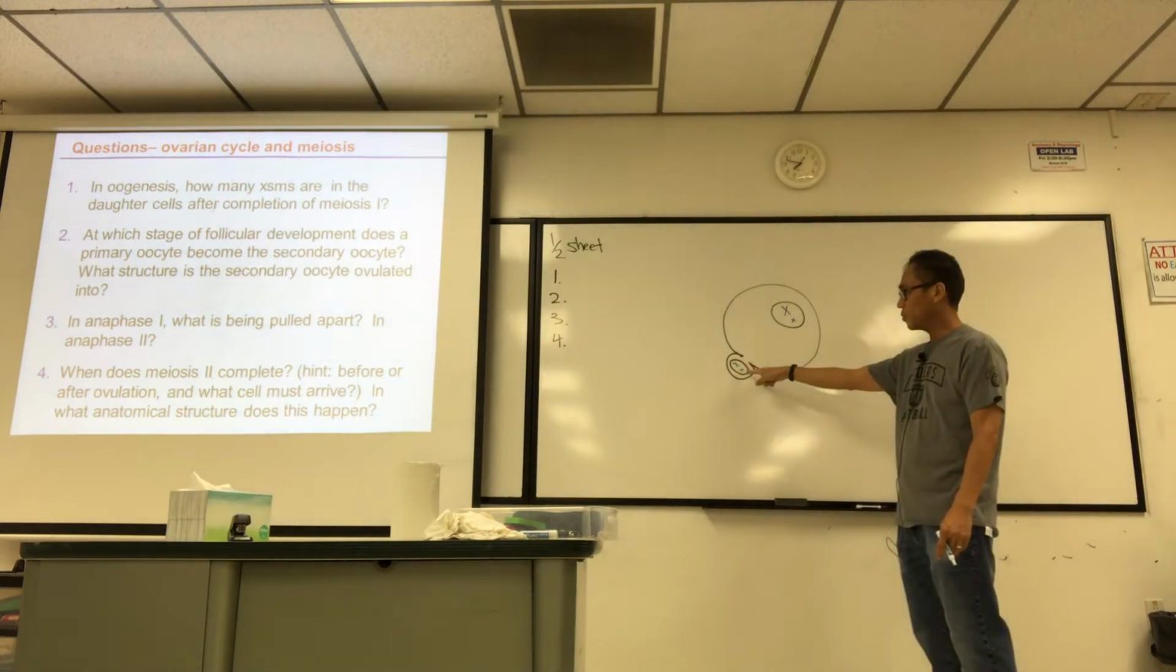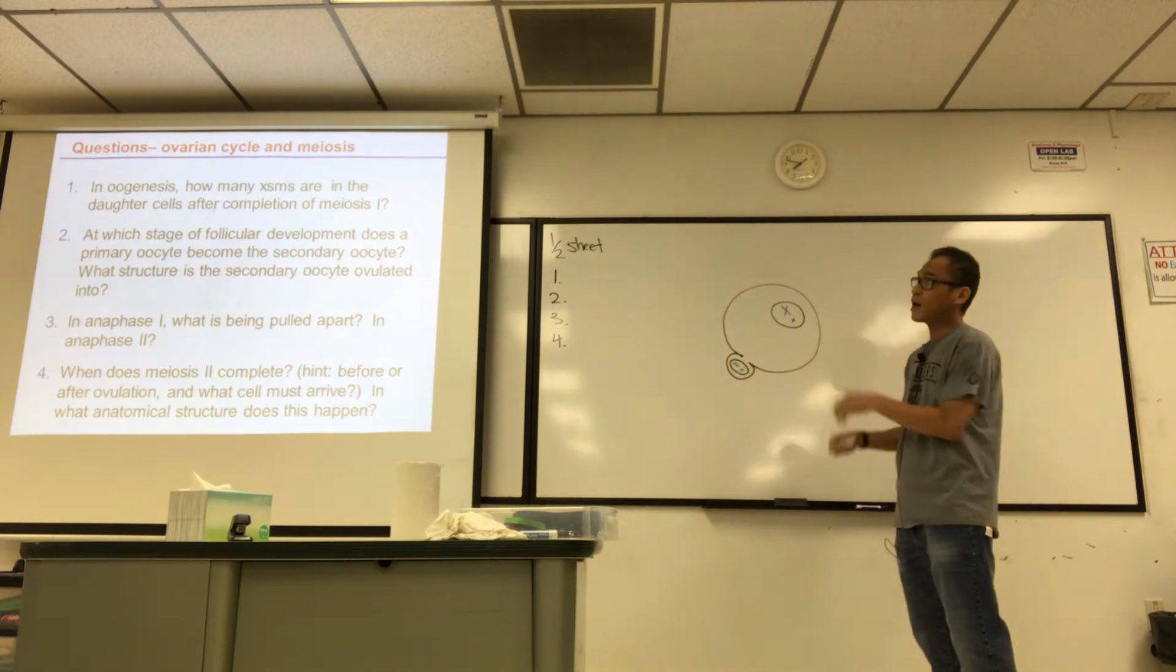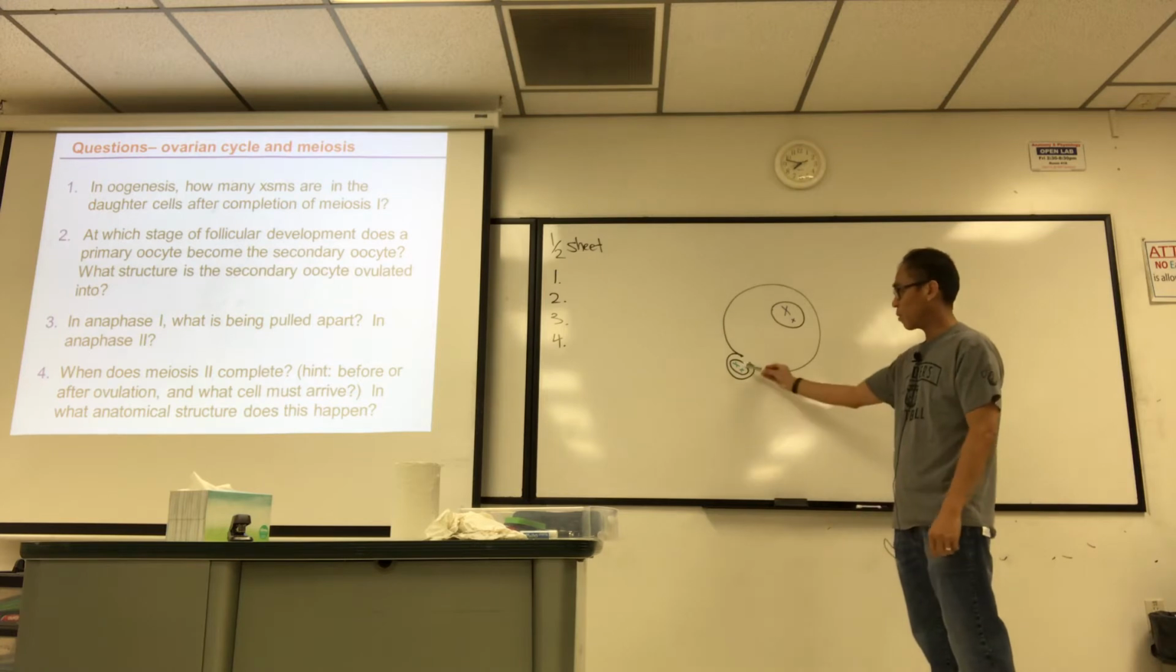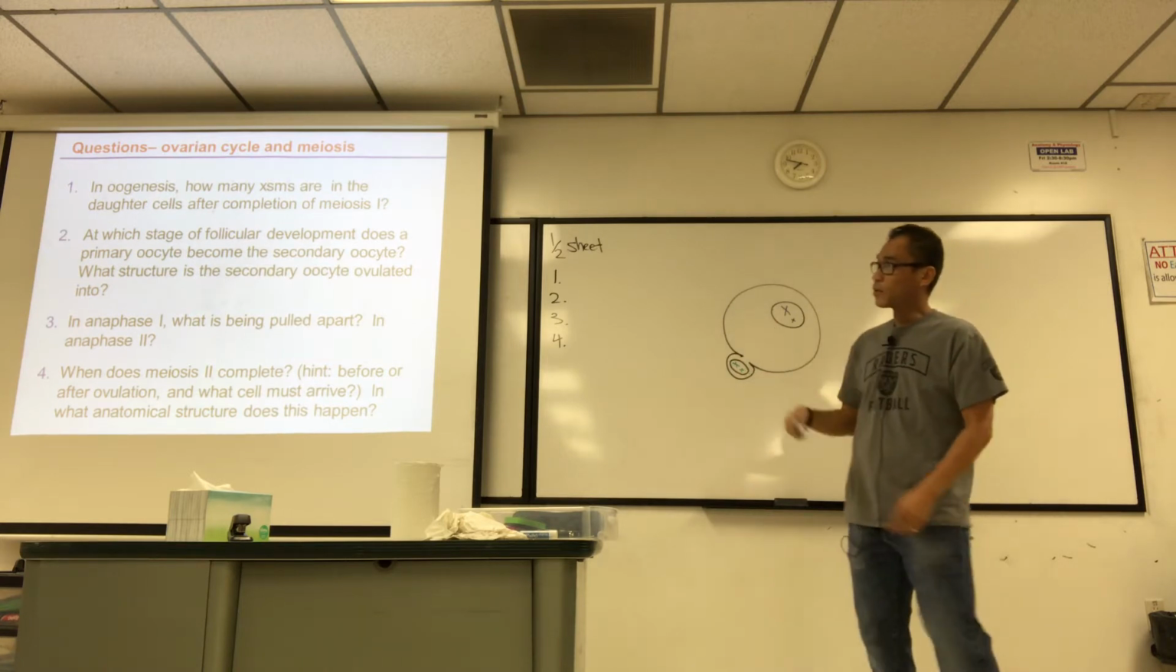I drew 2 of these. What are the X's called? Dyads. So how'd you answer number 1? What's here and what's here? 23 of these, okay? 23 dyads.